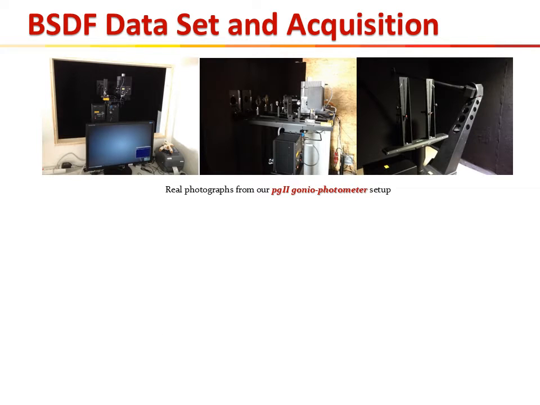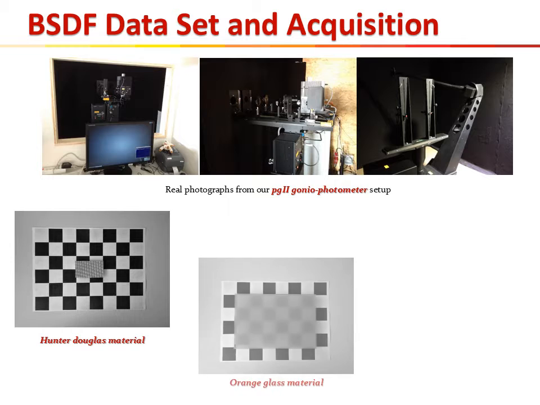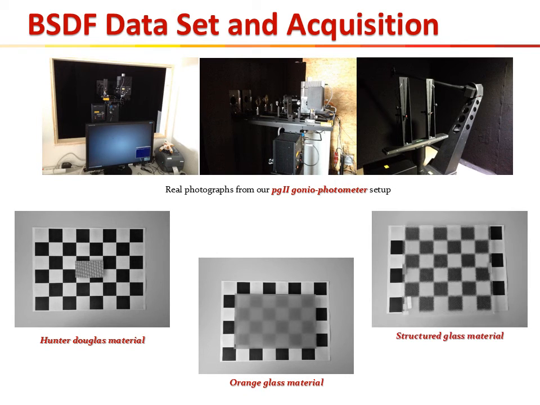By using the PG2 gonophotometer, we measured BSDF data from three samples of optical thin translucent materials, namely Hunter-Douglas, orange glass, and structured glass. Hunter-Douglas is mostly reflective and diffuse. Orange glass is isotropic and glossy. Structured glass is anisotropic and glossy. We constructed a BSDF database which includes measurements from all of these measured translucent materials. Our BSDF database can be used for validation, simulation, and comparison purposes. The acquisition time amounted to approximately 2 days for each BSDF measurement.